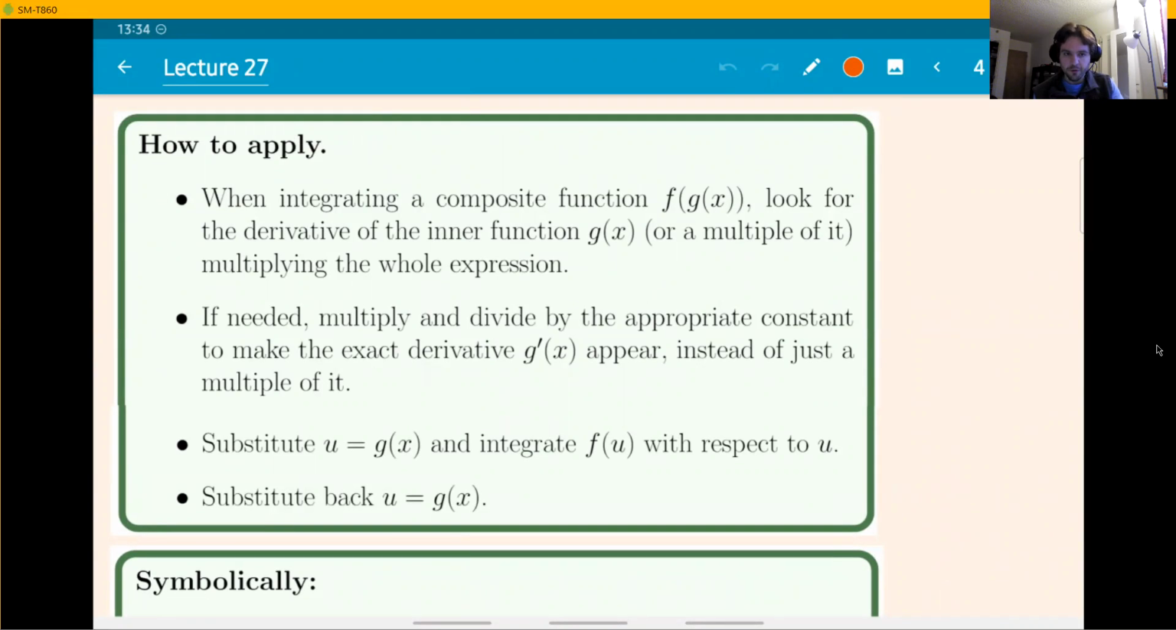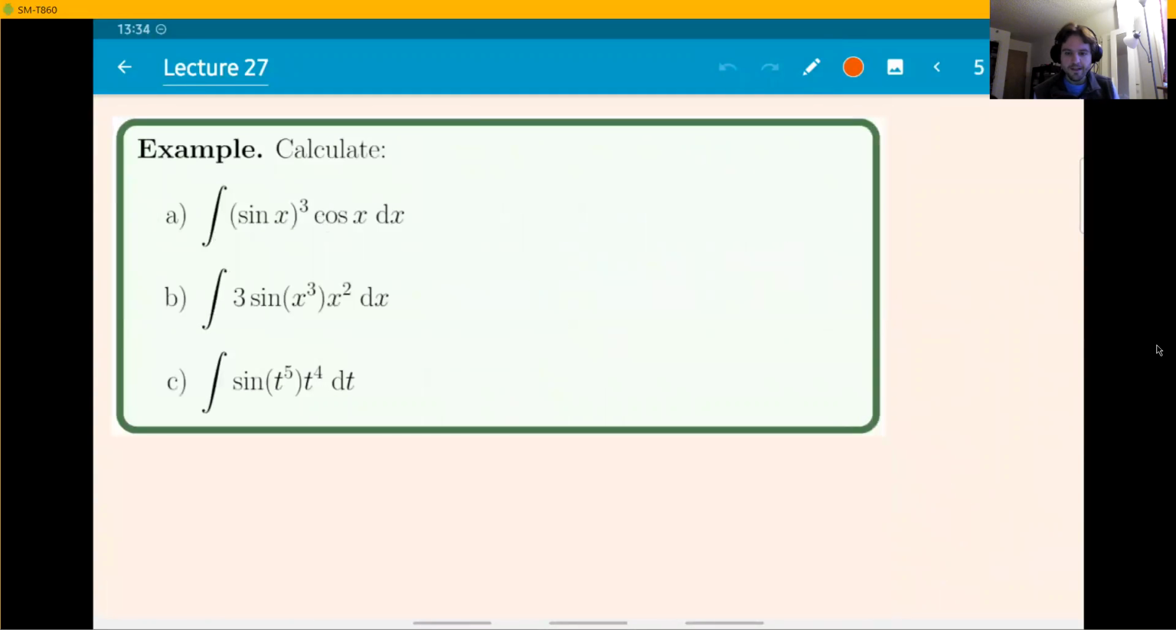I'm going to skip this slide for now. Maybe it's better to have done a few examples before going over the process. So here are some integrals that we are trying to calculate. Each one of these has some composite function, and it also includes the derivative of the inner function, multiplying the dx term.